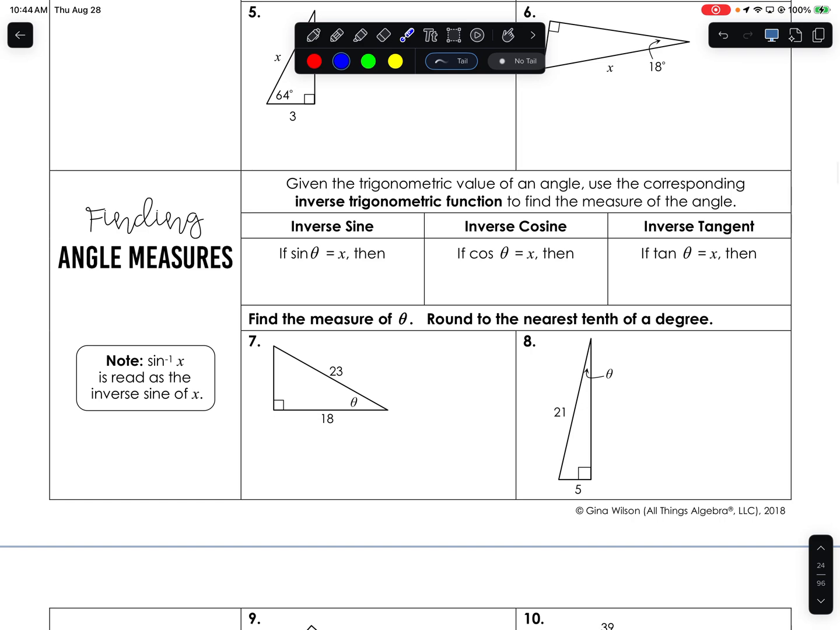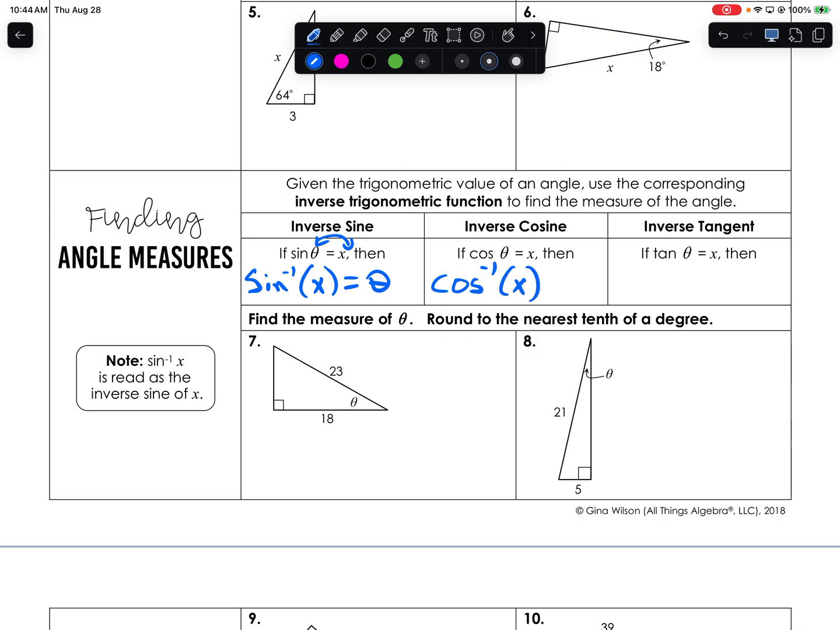Okay, we're going down to the bottom here. Now we're finding angle measures. So we do inverse sine. The only way to switch places between theta there and x is to say sine inverse, right? So inverse sine of x will give us theta. Same thing with cosine and tan. Inverse cosine of x will give us theta. Inverse tan of x will give us theta. Give you a sec to write that down.